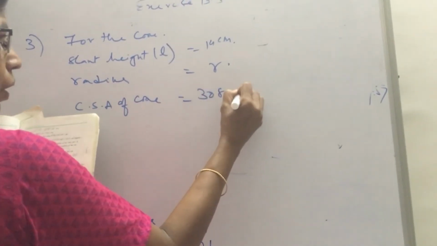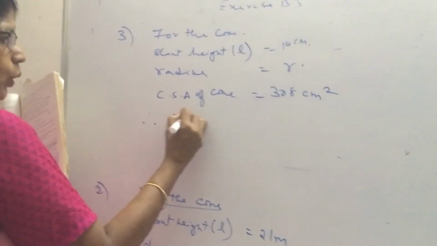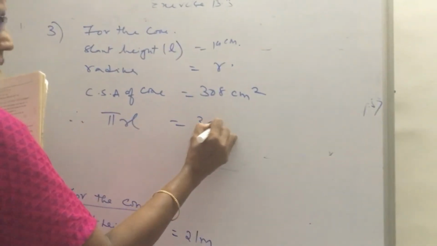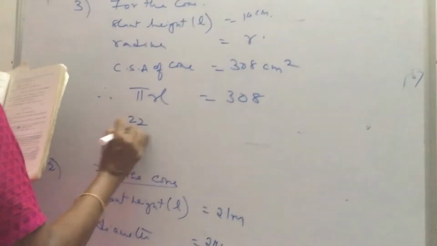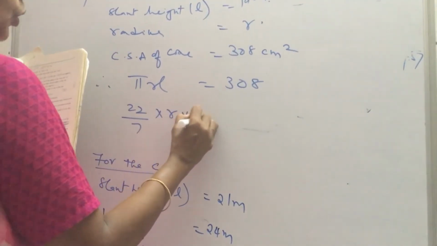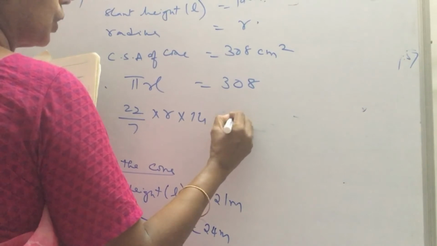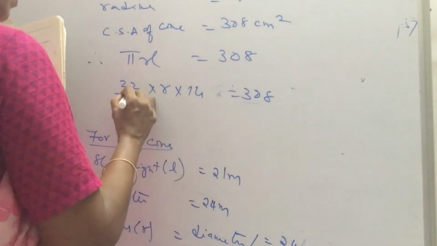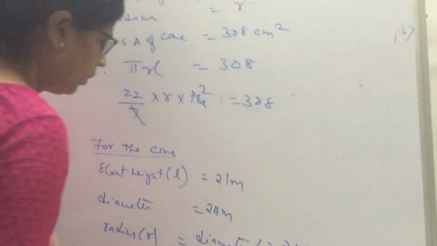308. Do you know the formula for CSA of the cone? pi r l is equal to 308. 22 by 7 into r into 14 is equal to 308. 7 goes how many times? 2 times.